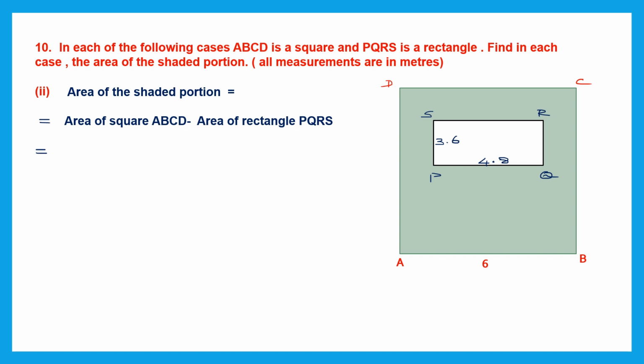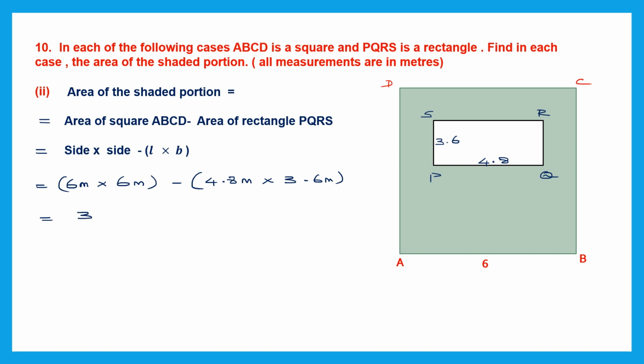And we know to find the area of the square, that is side square or side into side, and the area of the rectangle is length into breadth. So let's write that, side into side minus length into breadth. And what is the measurement of the side of a square? It is 6 meters. 6 meters into 6 meters minus length into breadth, and length is 4.8 meters into breadth, which is 3.6 meters. Now we have to simplify this.